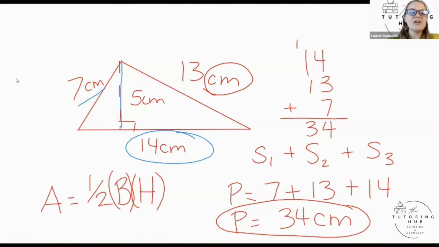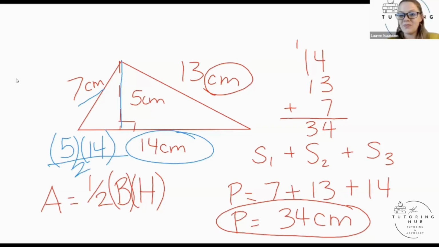So in this case, we have to do 5 centimeters times 14, but we have to do half, or divide by 2. Since this 14 is an even number, we can cut it in half beforehand. So then it would be 5 times 7.